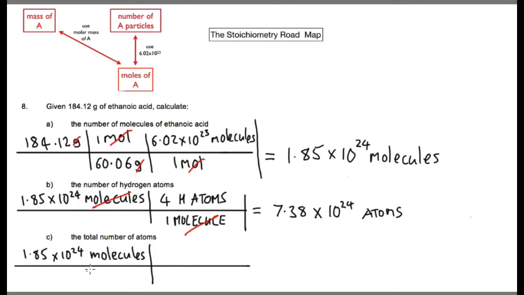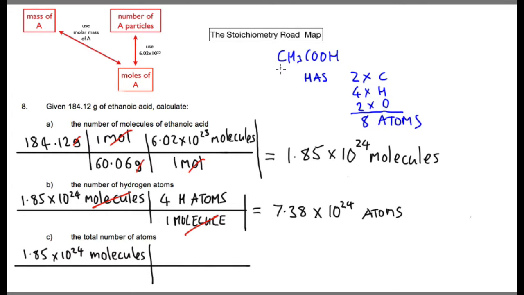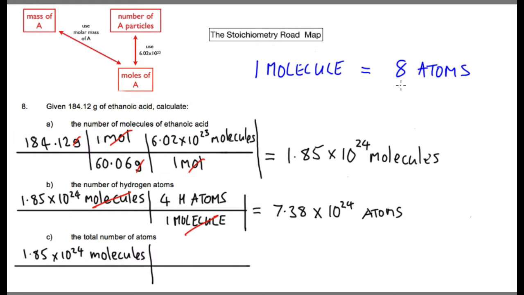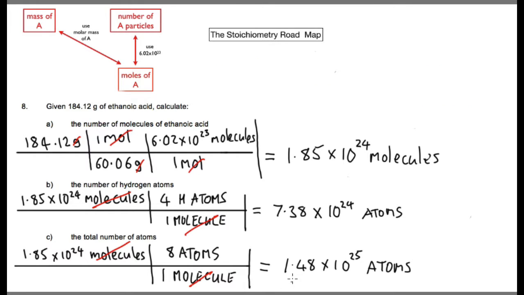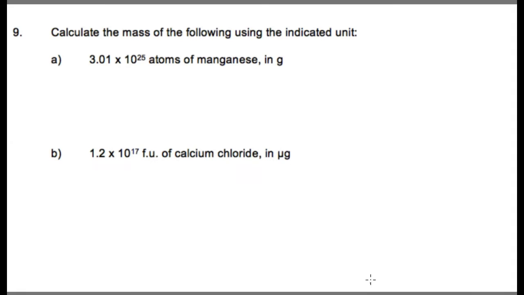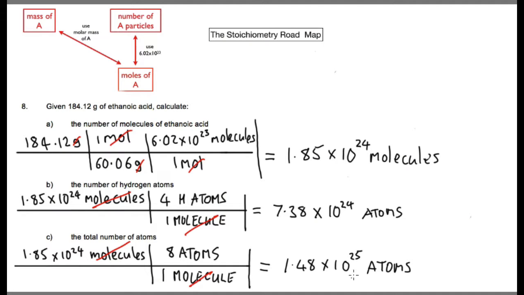And we do the same thing again. We know that ethanoic acid has 1, 2, 3, 4, 5, 6, 7, 8 atoms altogether. So 1 molecule has 8 atoms. The conversion factor would be 8 atoms over 1 molecule. Stick it in, do the math, and we get 1.48 times 10 to the 25. And we would again stick with 3 sig figs because that's what we used to do the calculation.